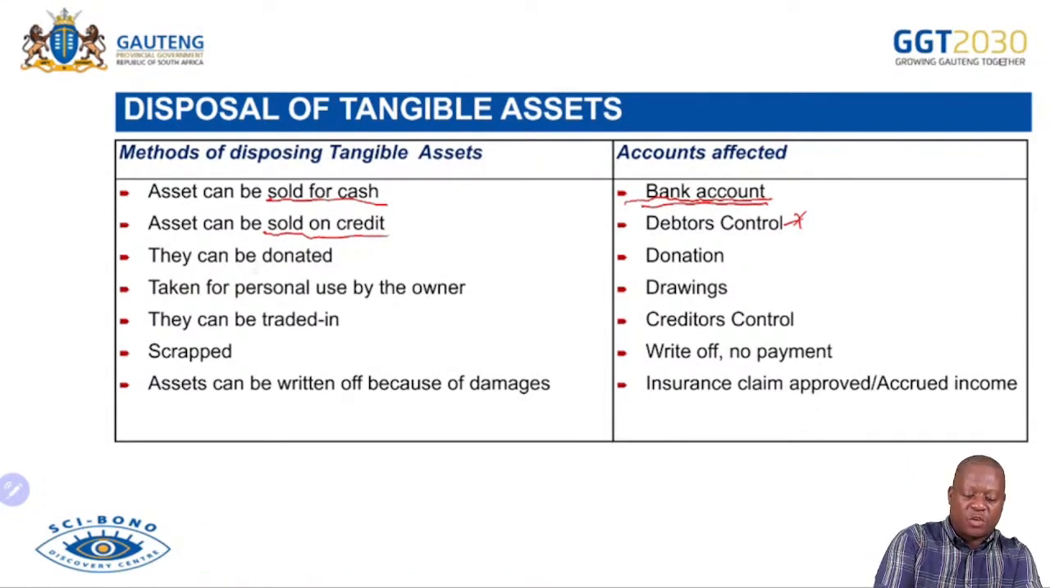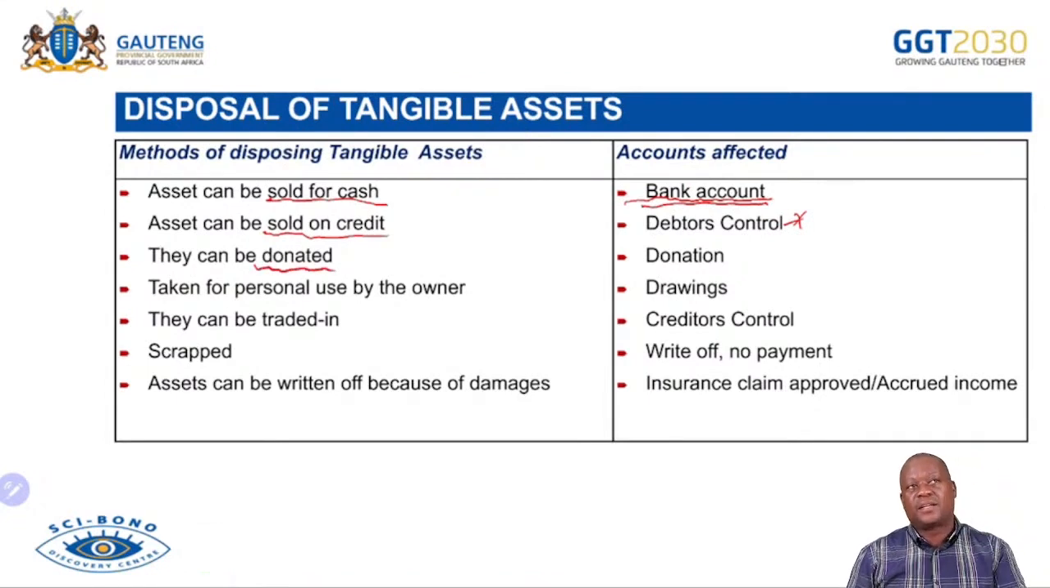An asset can be donated. We no longer need it, but that other organization, which has got no money to buy it, still needs that asset. So we donate. This goes into a donation account, which is an expense for the business.